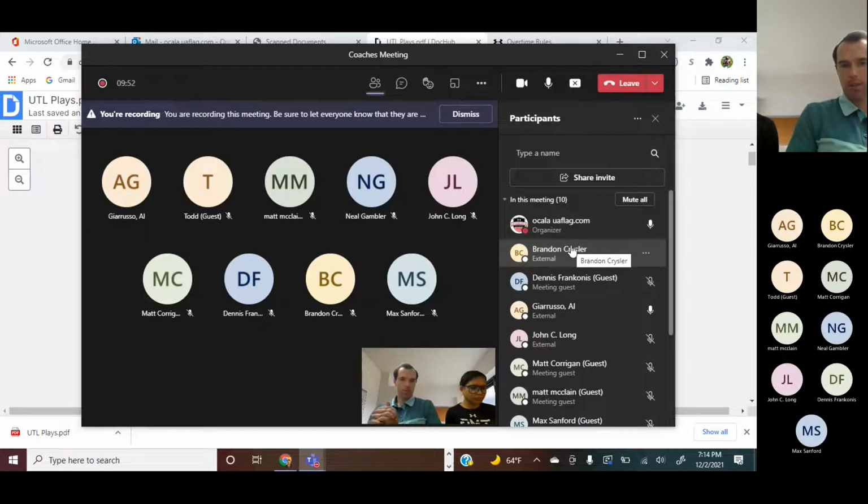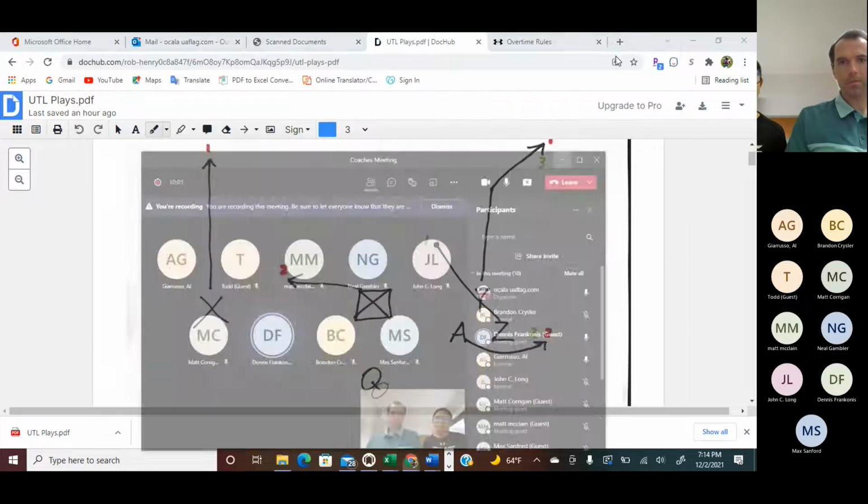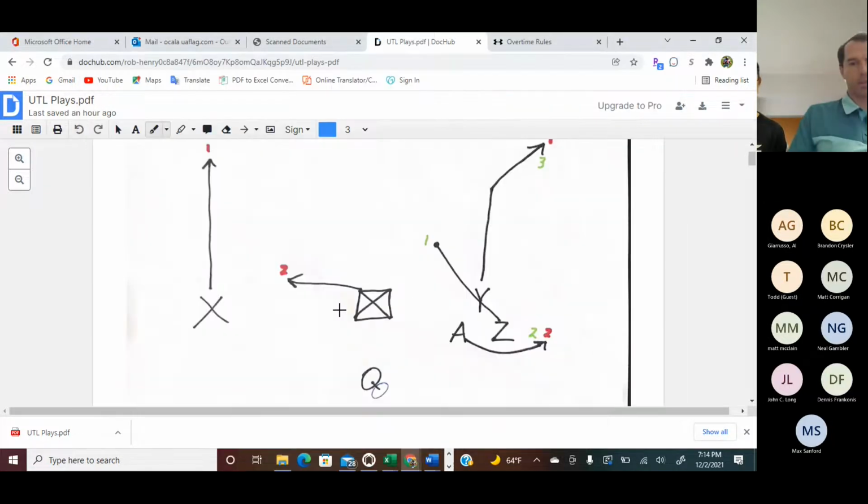Dennis, Coach Franconis? Yeah, can you hear me? Yes, I can. As far as a lateral pass goes behind the line of scrimmage, is that considered a pass or a run? Okay, so that's a good question. That's one of the ones that always comes up. A lateral pass is not a run until the ball carrier crosses the line of scrimmage.